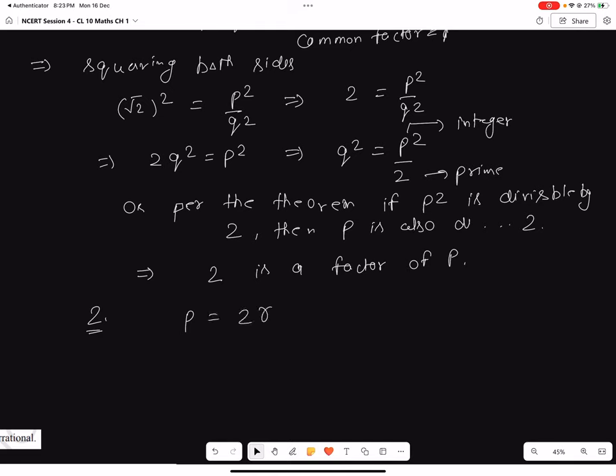Okay, so now step number 2, now we can say p equals 2r, right? r is another integer. And now if we replace the value of p, let's say squaring both sides first, p square equals 4r square. And then if we replace the value of p square from here, that will be 2q square.